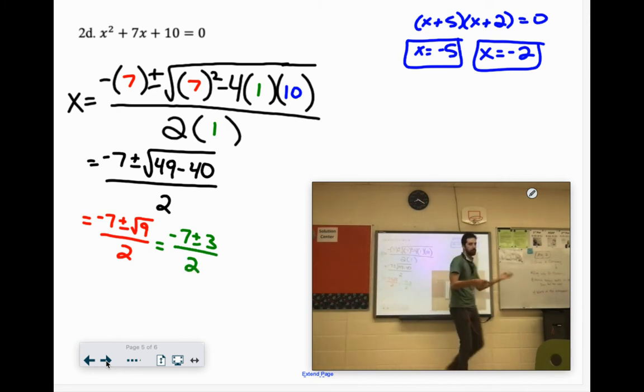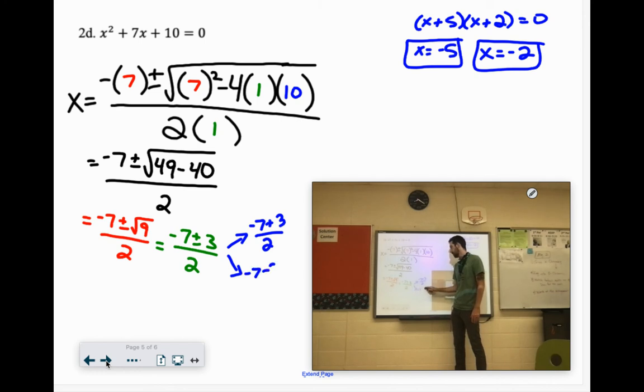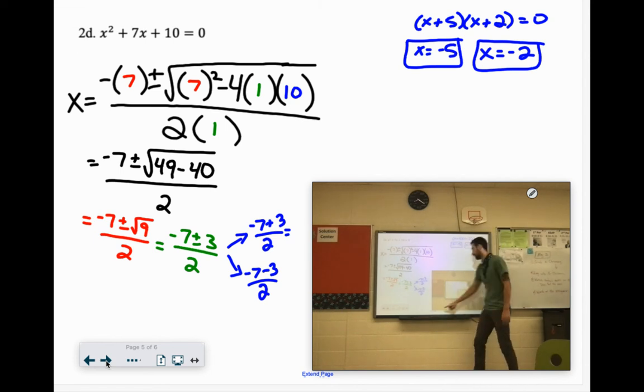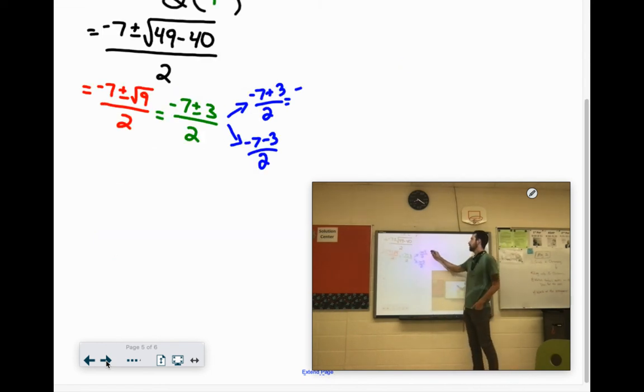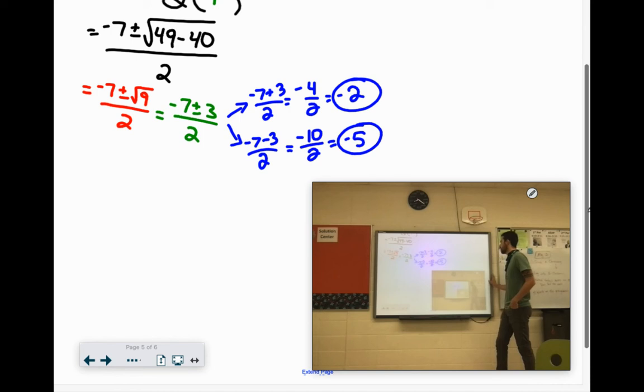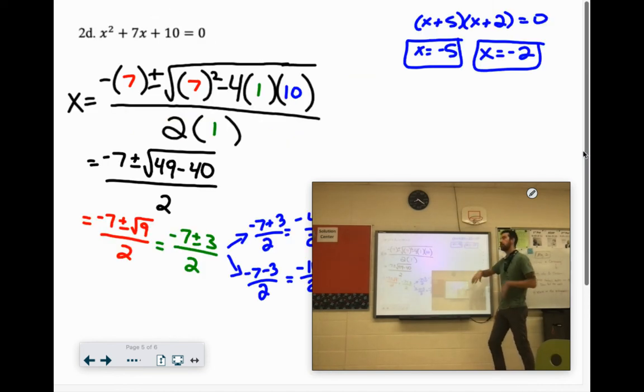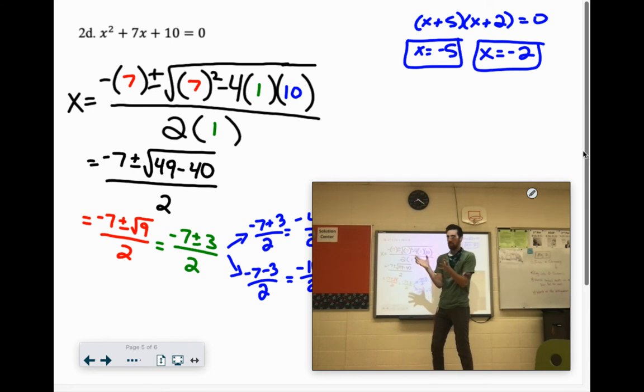And then either write the two equations, because we can combine the negative 7 and the 3. Either write both of them or do them both in your head. I'll write the equations here. Negative 7 plus 3 over 2 and negative 7 minus 3 over 2. So negative 7 plus 3 is negative 4. Negative 4 divided by 2 is negative 2. Negative 7 minus 3 is negative 10, divided by 2 gives you negative 5. Those are the same solutions we came up with originally. Negative 2, negative 5. If you can factor, you will save yourself time.